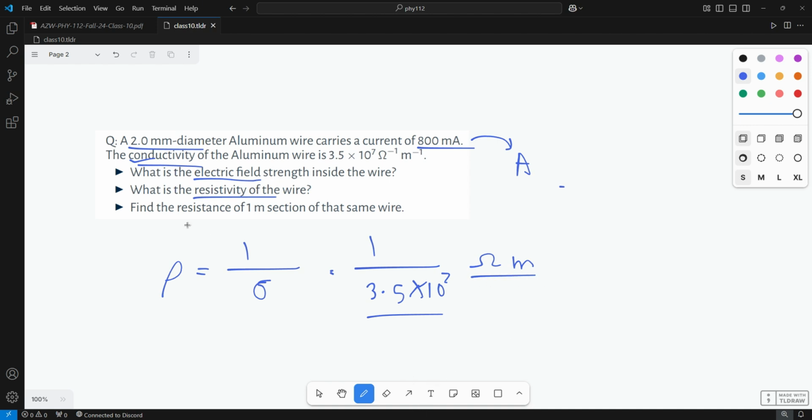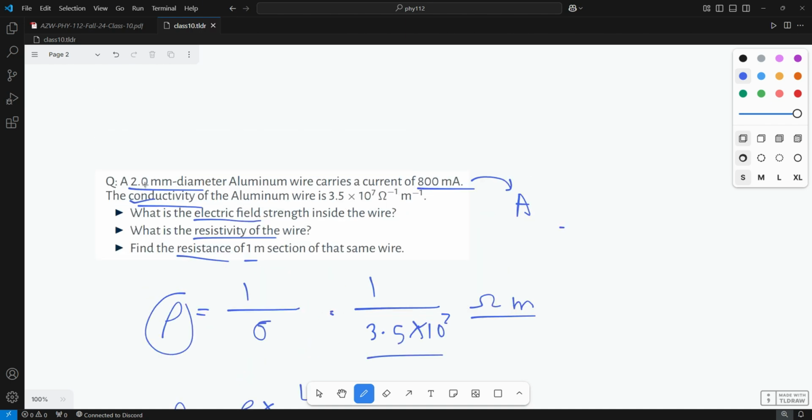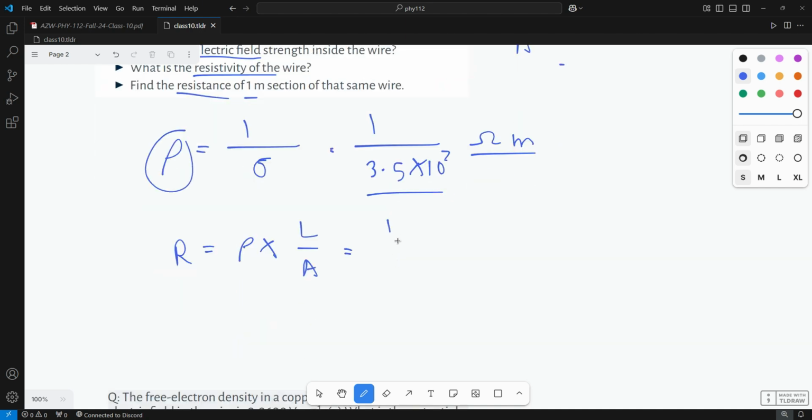And if we are asked to find the resistance of 1 meter section of the same wire, we can use R is equal to this value times L, which is 1, and area, which is this diameter squared by 4 times pi, which is 1 by this squared by 4 times rho, ohm.